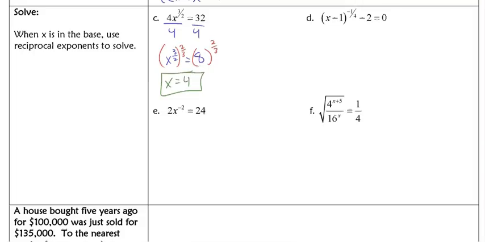All right, so same idea on the next one. This time our exponent is on this whole quantity of x minus 1. Remember, exponents don't distribute.